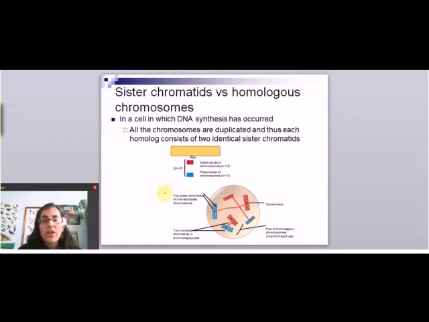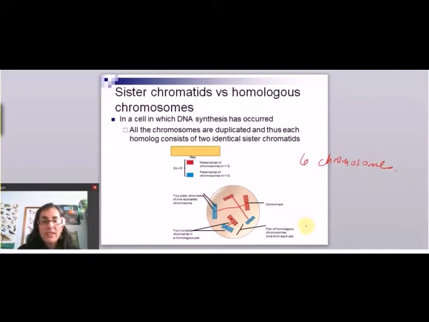Sister chromatids are exact copies, not just similar, but exact copies. And so the sister chromatids are the two that are connected. So these two are sister chromatids, these two are sister chromatids, and so on. So if I'm looking at this picture, how many chromosomes are there? There's 1, 2, 3, 4, 5, 6. So there's only 6 chromosomes present here.